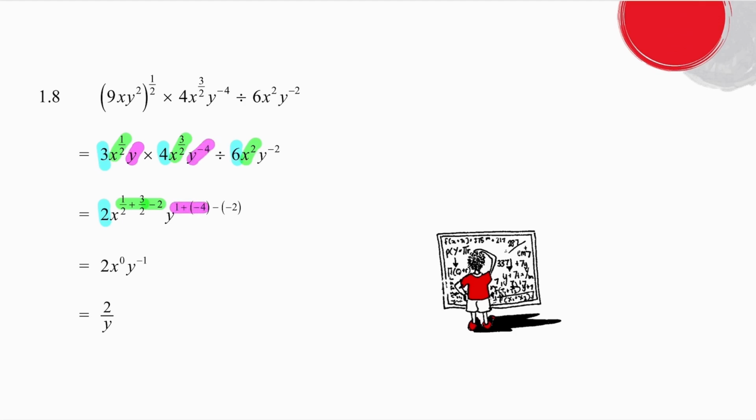So add the exponents because you're multiplying, and then you're dividing by y to the minus 2, so subtract minus 2. Simplify the exponents, and you then get 2. x to the naught is 1, and y to the minus 1 is 1 over y, and so I get my answer 2 over y.